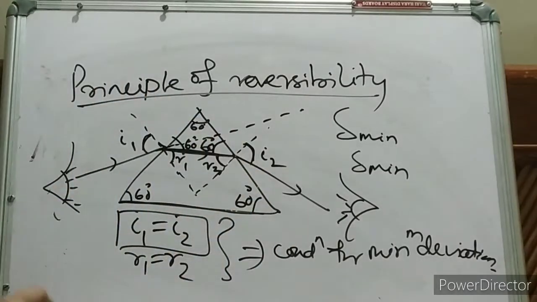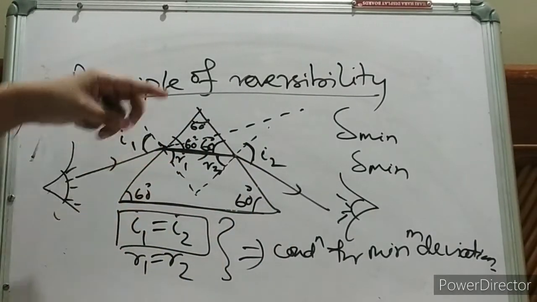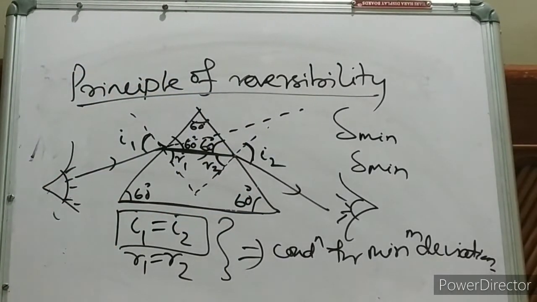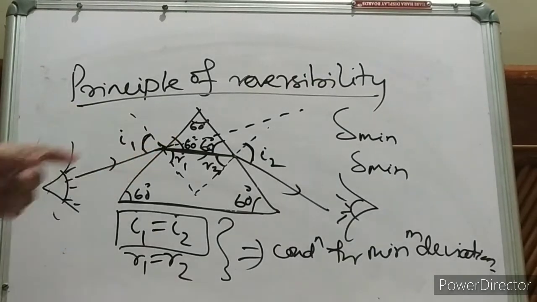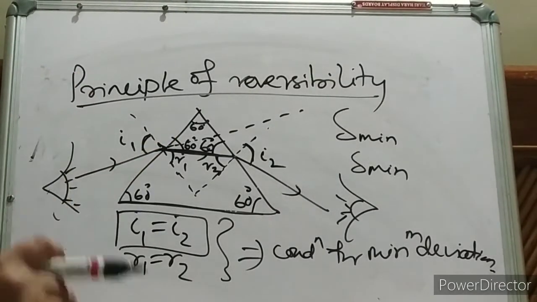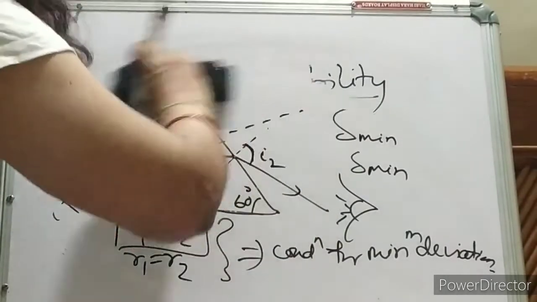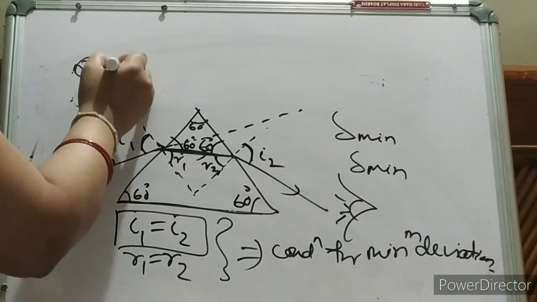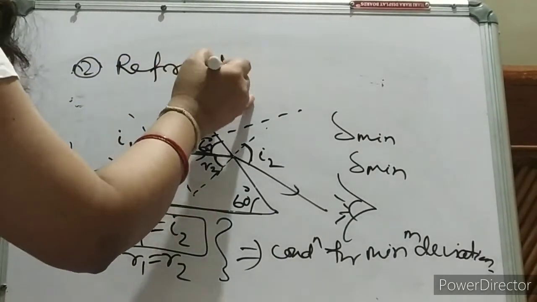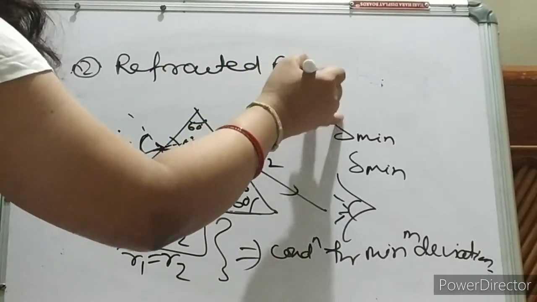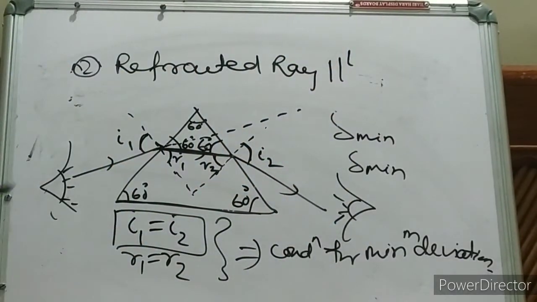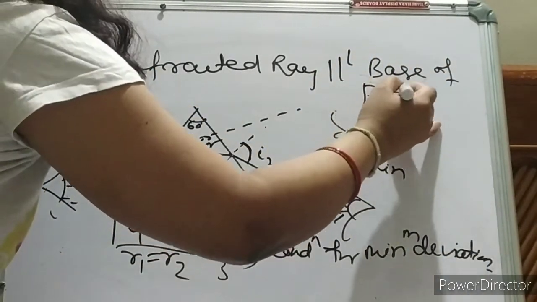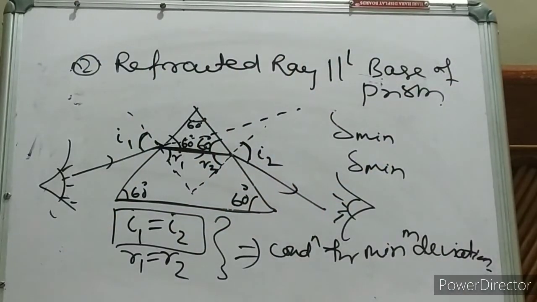So from this, what you can conclude is that this is parallel to this, and this is your refracted ray only. This is 60, this is 60. That means this line and this line are parallel as per geometry. So, what is the second condition for minimum deviation? This is the first condition. So the second condition will be: the refracted ray is parallel to the base of the prism. Parallel to the base of the prism. Is it clear, children? Is it clear?